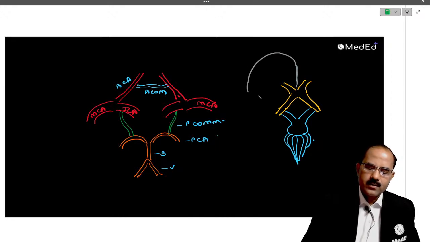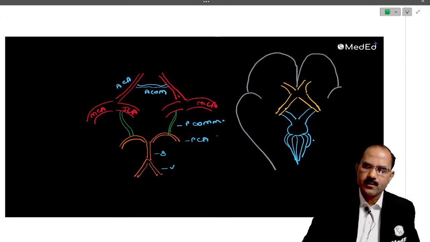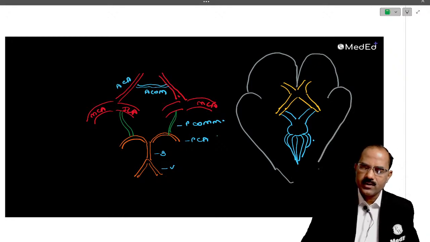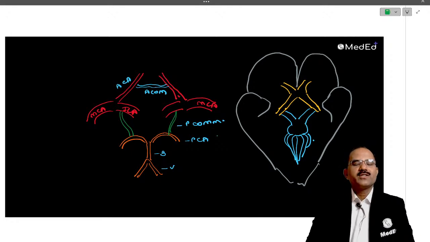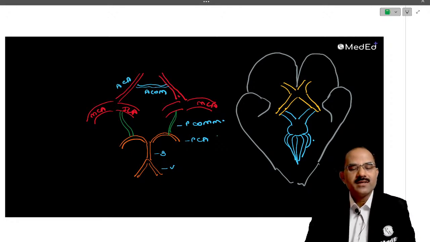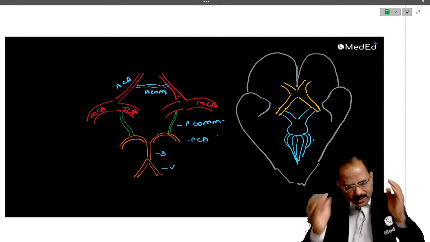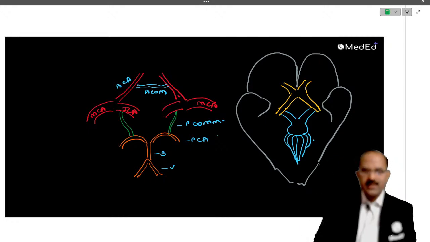So what is this surface of the brain that you're looking at? Come on, can you answer this? No, this is not the clivus. It doesn't lie on the clivus. What is this surface of the brain that you're looking at? That's the inferior surface of the brain.